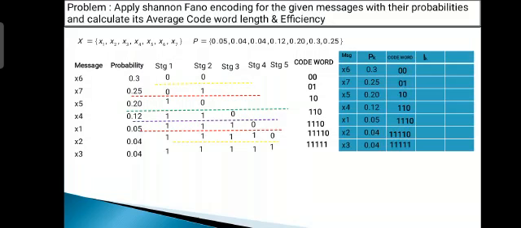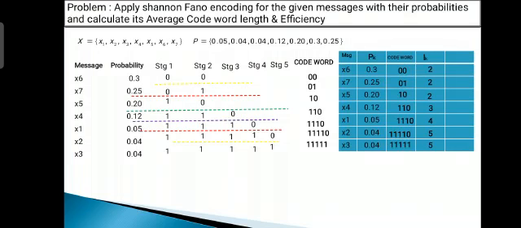The next column, we can find the length of the code word, that is LK. It's nothing but the total number of bits available in the code word. For 00, we have only 2 bits, hence the length is 2. 01, again we have only 2 bits, hence LK is 2. 10, we have 2 bits, LK is 2. 110, we have 3 bits, so LK value will be 3. 1110, we have 4 bits, LK is equal to 4. 11110, we have 5 bits. 11111, again we have 5 bits, hence the value of LK is 5.